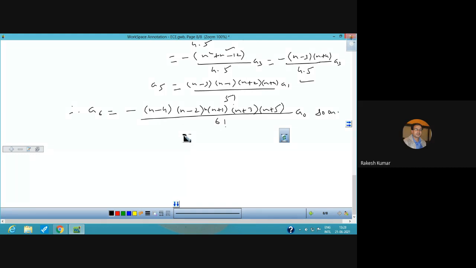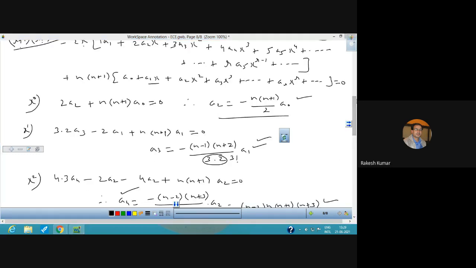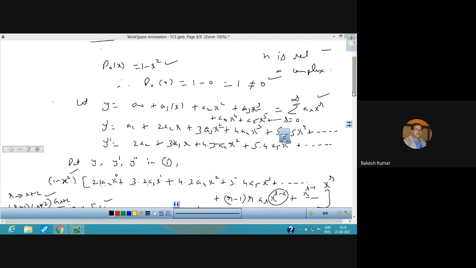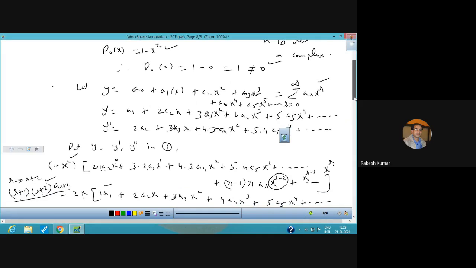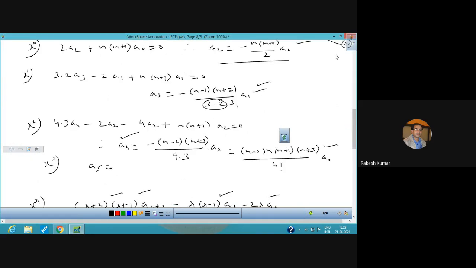Now you can put the coefficients in. Now you can put these coefficients a1, a2, a3, a5, a6 in this equation. Now this equation can be named as equation number 2, this one. Now you can substitute the constant terms in equation 2 here, this one.